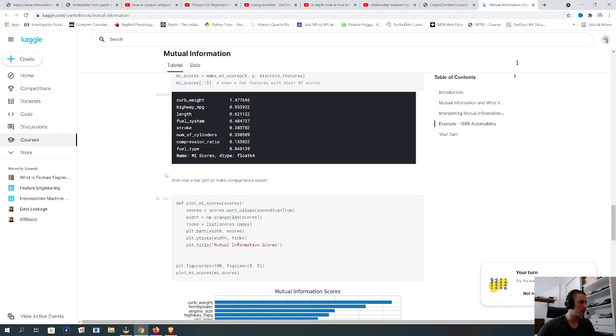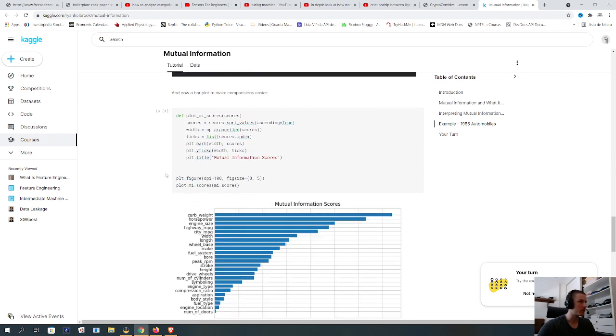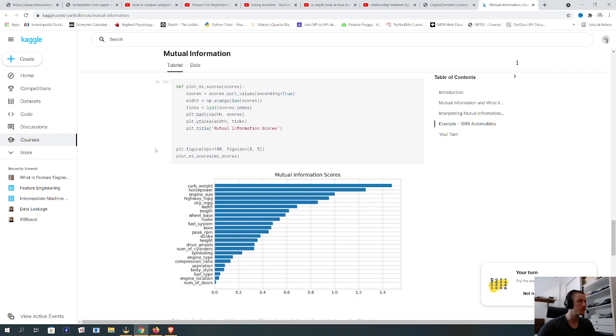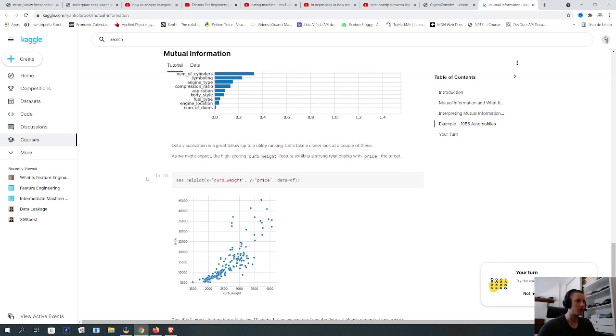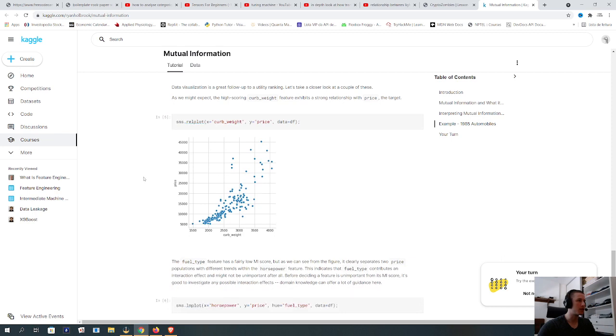Now a bar plot to make comparisons easier. Data visualization is a great follow-up to utility ranking. Let's take a closer look at a couple of these. As you might expect, the high scoring curb weight feature exhibits a strong relationship with price, the target.